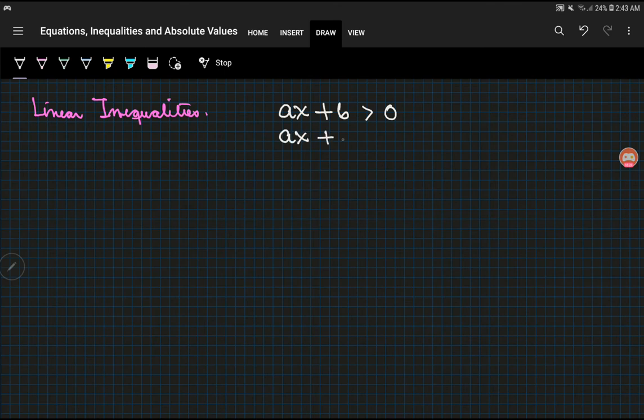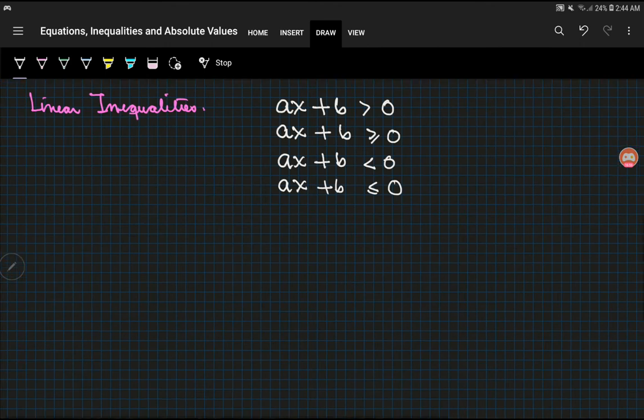Ax plus b greater than or equal to 0. Ax plus b less than 0. And ax plus b less than or equal to 0. Okay, correct. So, to solve this kind of inequalities, we are just using the properties of inequalities we have discussed before.